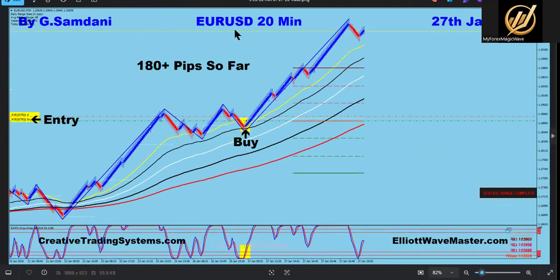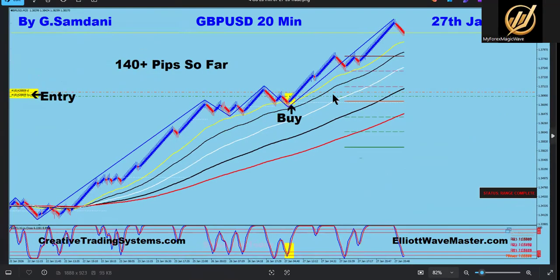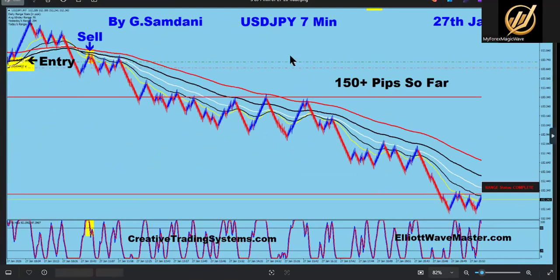Now this one, EUR-USD 20-minute chart, going to the upside for 180 pip. A big move happened, right? Because of the USD weakness. Buy orders right there. And similarly, pound USD, because of the USD weakness, went up also for 140 pip. Buy orders right there.